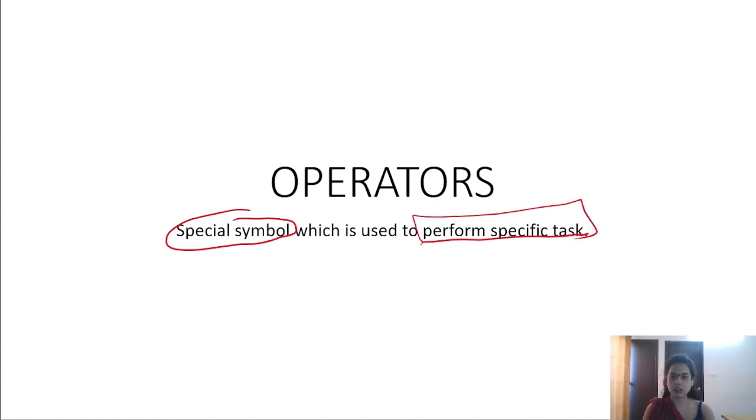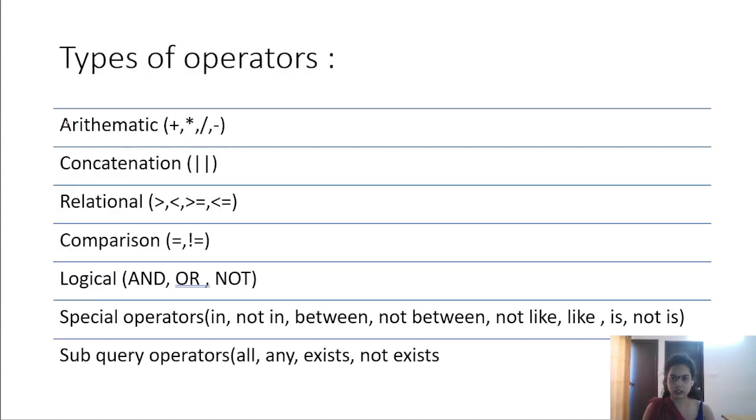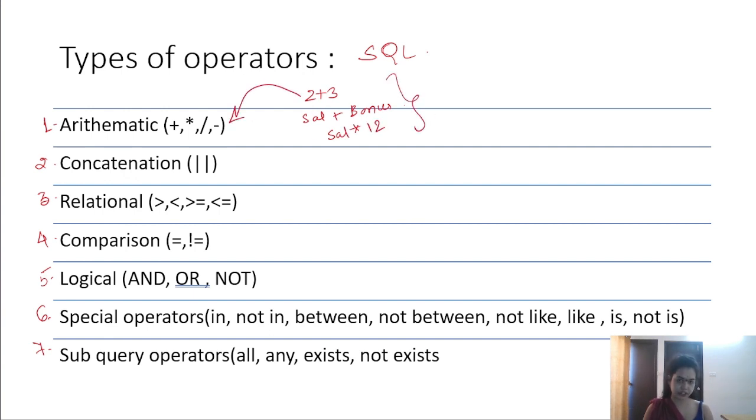Now, types of operators. We have first arithmetic, second concatenation, third relational, fourth comparison, fifth logical, sixth special operators, and seventh subquery operators. So these are the operators you have in SQL. Now coming to arithmetic operators, we all know, right? Your 2 plus 3, suppose your salary column plus bonus column. In previous videos also we tried this, right? And your salary into 12. All these things are nothing but arithmetic operations we are doing, right?